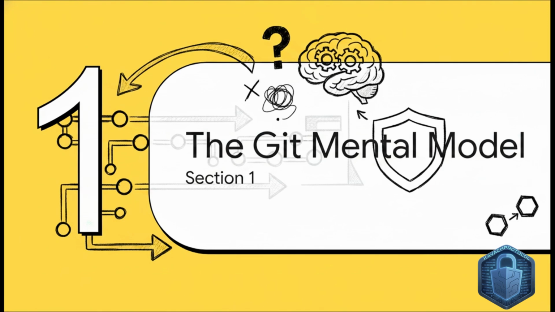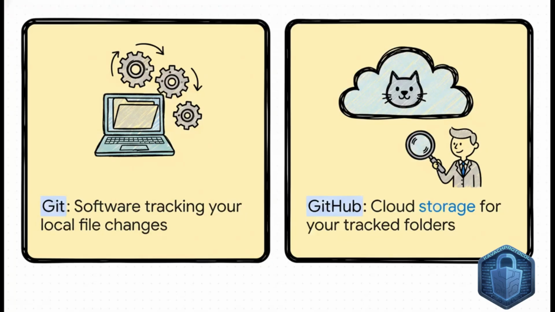Section 1. The Git mental model. So, this is the absolute crucial, foundational distinction that beginners just constantly conflate. Getting this right is literally half the battle. Git is the software that lives locally, right there on your computer. Think of it like Microsoft Word's track changes feature, but infinitely more powerful, and applied to entire folders of files all at once.